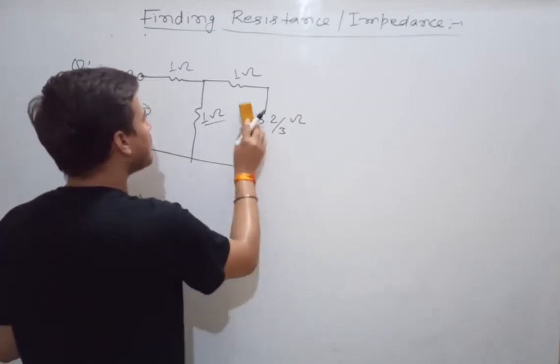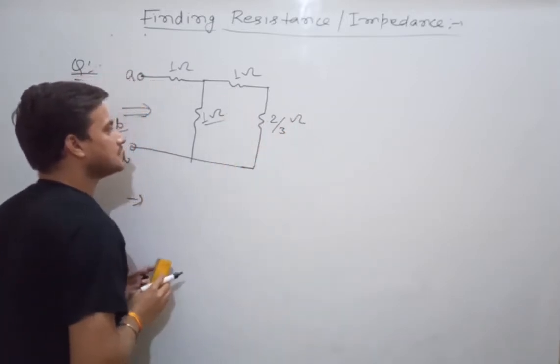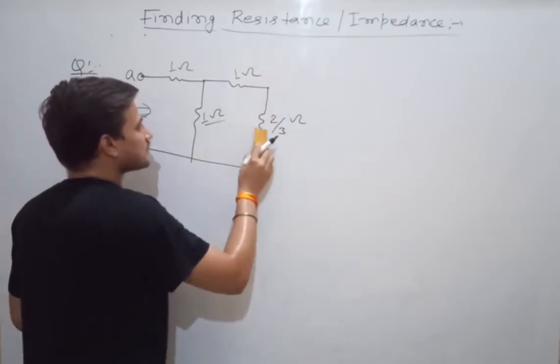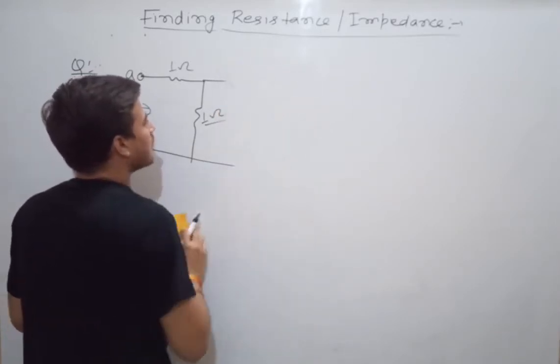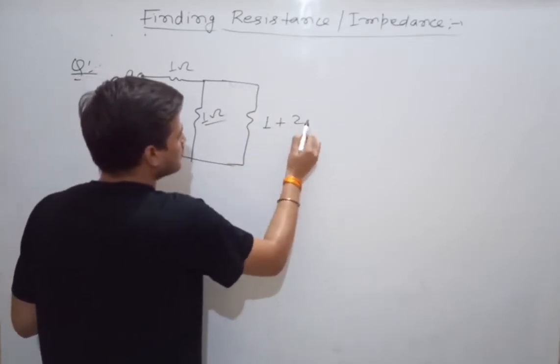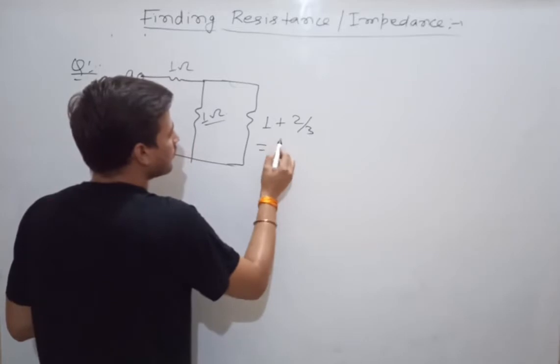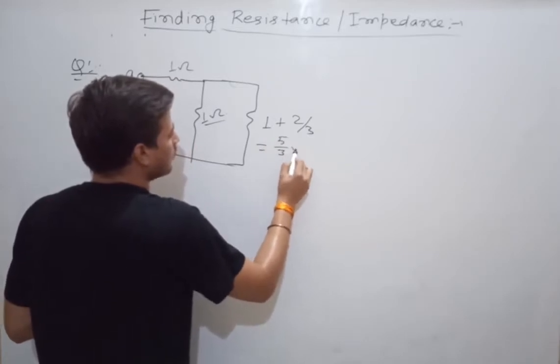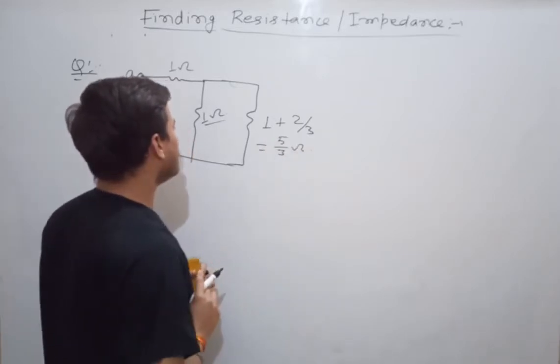Next, 2 by 3 and 1 ohm are connected in series. So these two resistances will be added. So here its value will be 1 plus 2 by 3, that means it will be equal to 5 by 3 ohm.